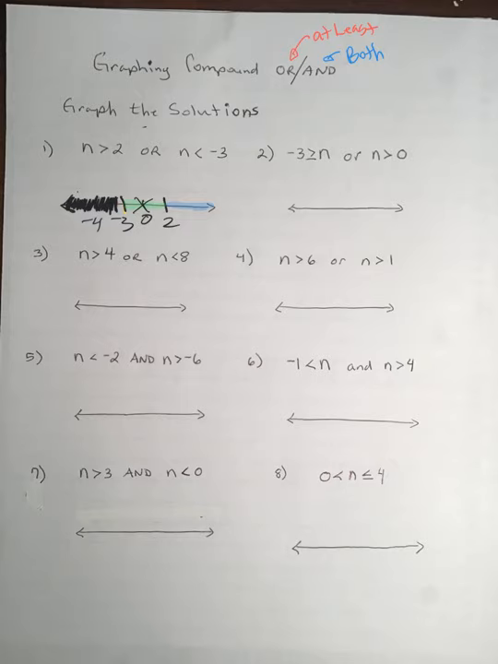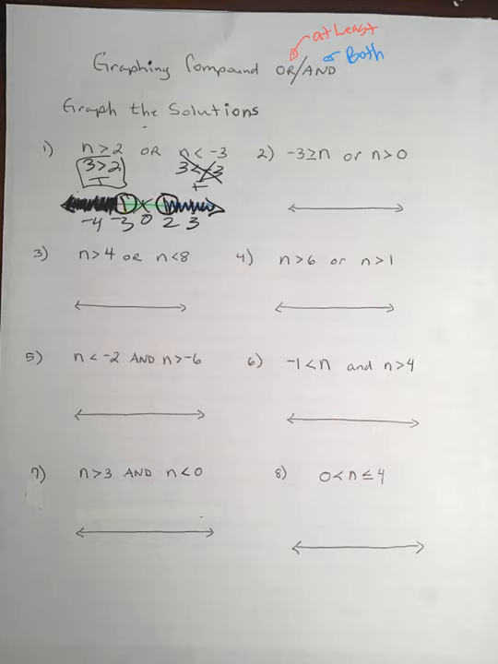Let's look at the interval to the right of 2, in the blue zone. Let's pick a number to the right of 2, like the number 3. Is 3 greater than 2? True. Is 3 less than negative 3? False. It didn't work for the second one, but it did make the first one true. So these are also solutions, right? And this should be an open circle and an open circle.